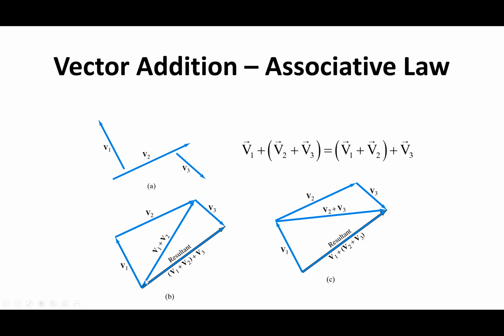You see this resultant is the same value at the same angle. And if we kept adding more and more on, we would just keep getting the same results. So it doesn't matter which order we group them in, and it doesn't matter which order we add them in. Commutative properties and associative properties apply to vector addition.